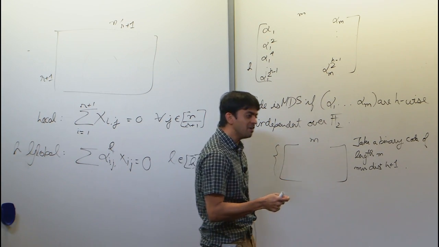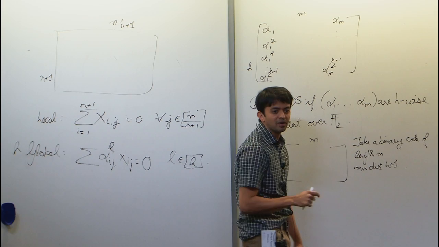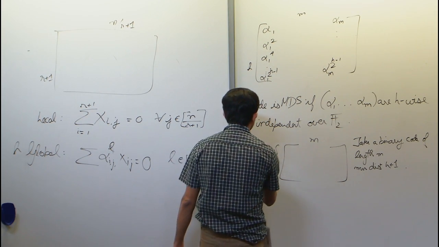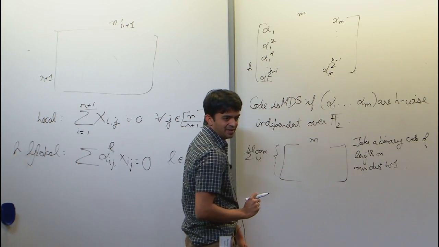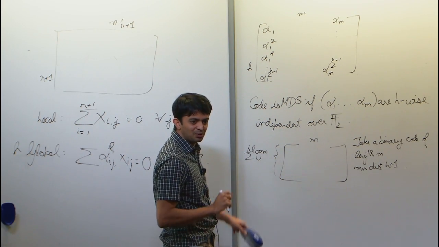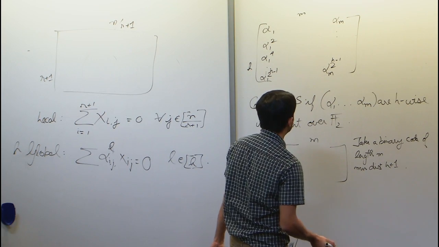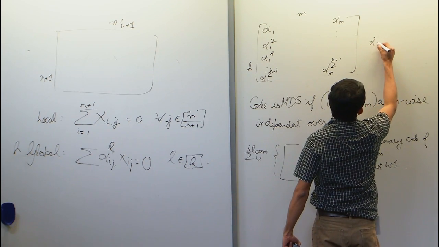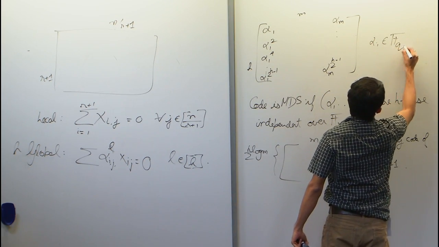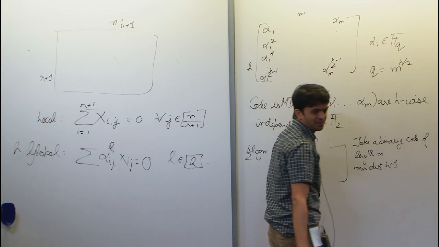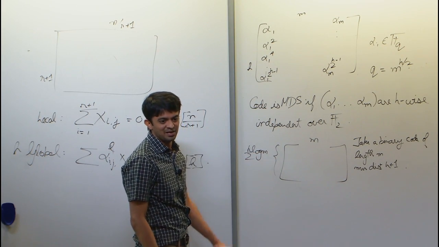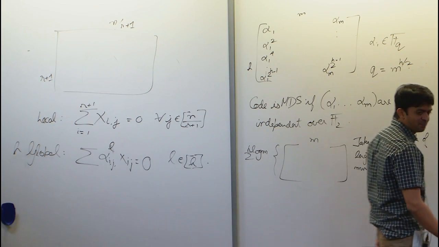Naively, it would be h log m, but by the BCH construction, you can get something like h over 2 log m. Right? And it's because of this factor of 2 that you'll get a better alphabet size. So you can take alpha i's belonging to FQ, where Q is something like m to the h over 2. Right? So we're doing better than the random construction using BCH.